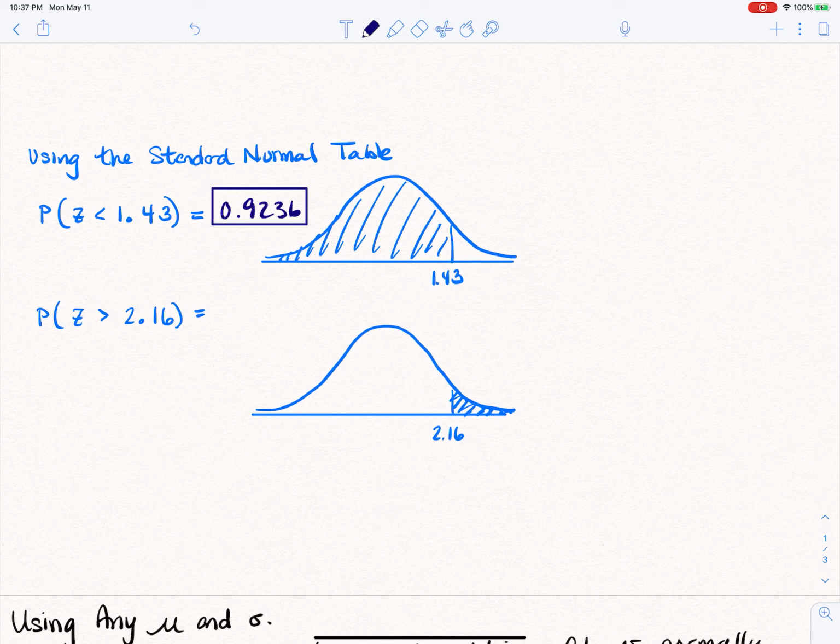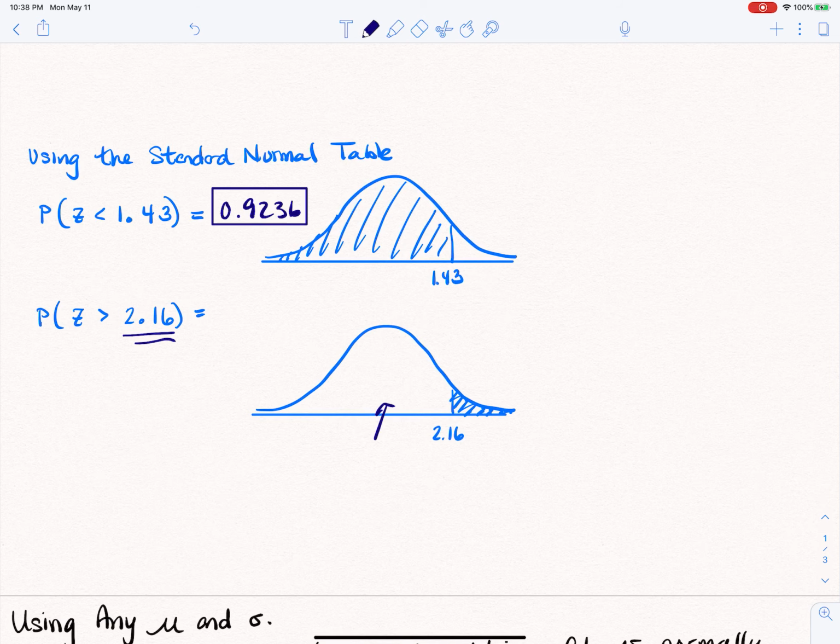Now what happens if we want an area to the right? Well, remember, the area under the entire curve is 1. That's a requirement of a probability distribution. So that means that if my table gives me the area to the left, it's going to give me this. I know how to find the area to the right by subtracting from 1.